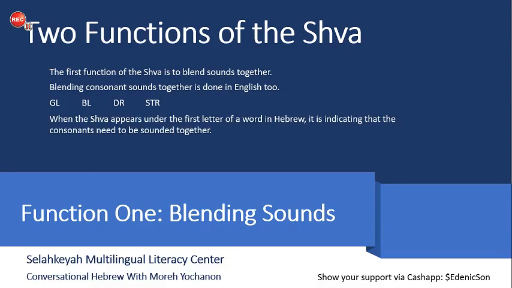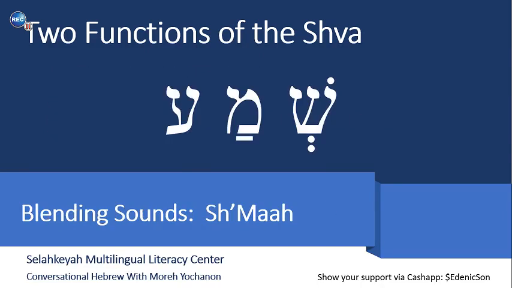Okay? When the Shva appears under the first letter of a word in Hebrew, rule number 1, it is indicating that the consonants need to be sounded together. Therefore, the consonant above the Shva and the very next letter must be shortened so that they can blend together.